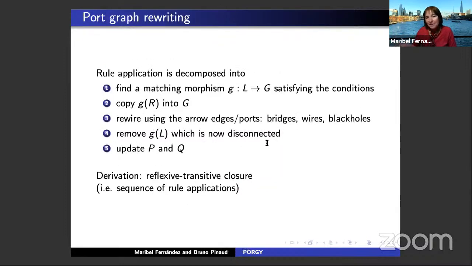So the rule application operationally is the standard thing. You find a morphism from the left-hand side to the graph. Then the idea is to replace that component, that subgraph, by a copy of the right-hand side and rewire the edges, as I explained, using the information in the arrow node. Plus, if the rule contains information to modify the position or the ban subgraphs, we do it. And the main thing is that, as I said, we want to build derivations. So we want the reflexive transitive closure of the rewrite application relation.